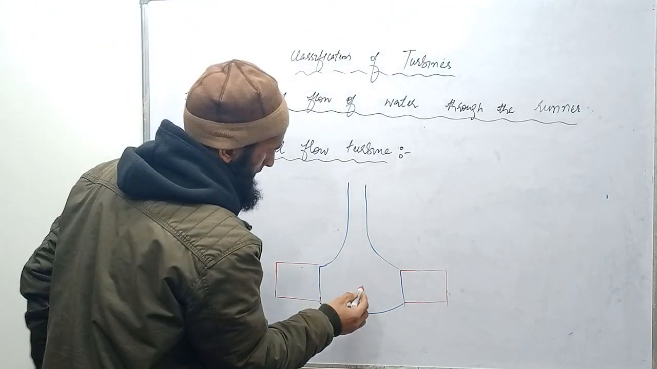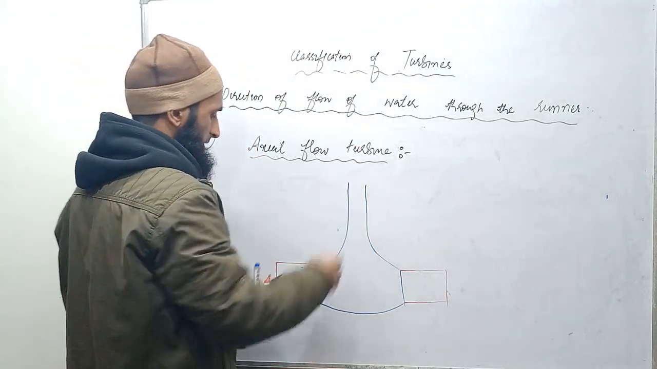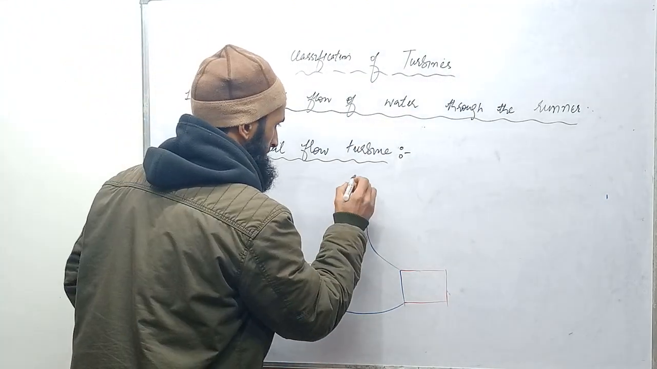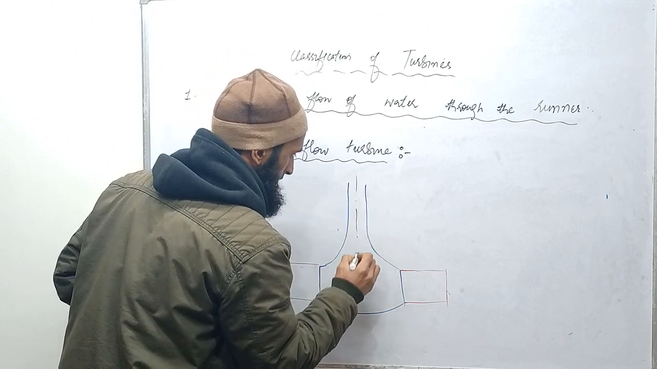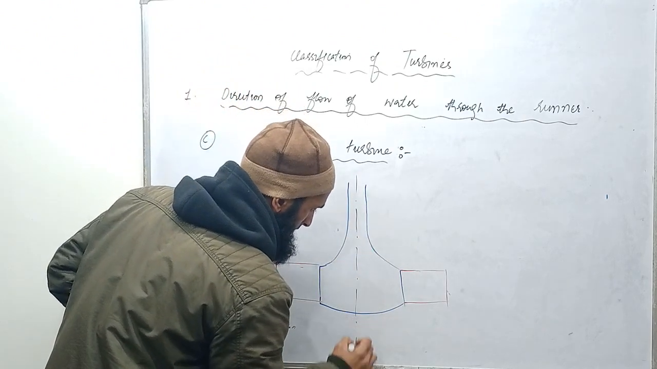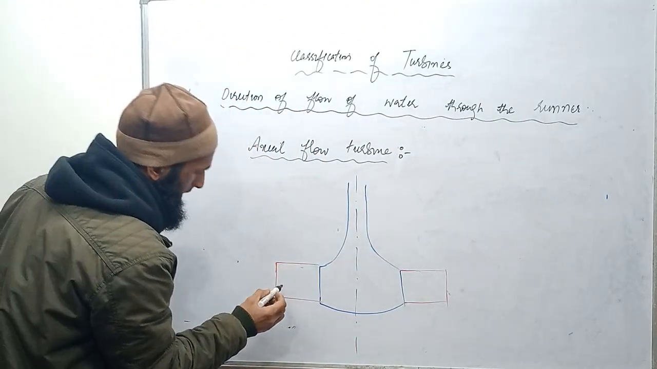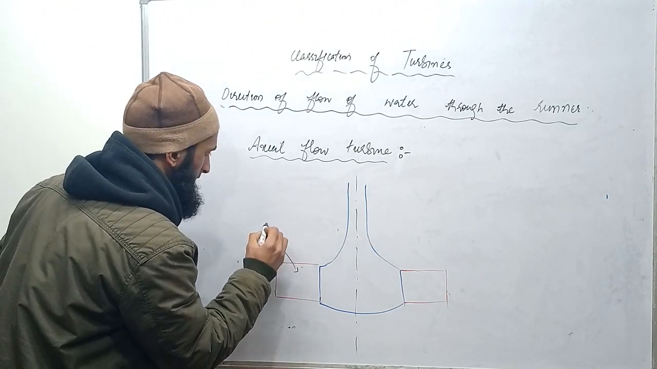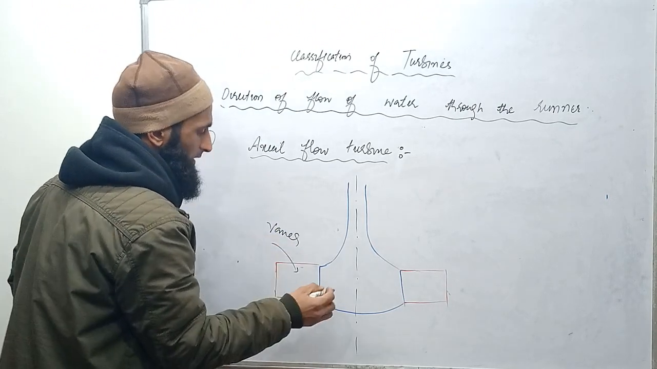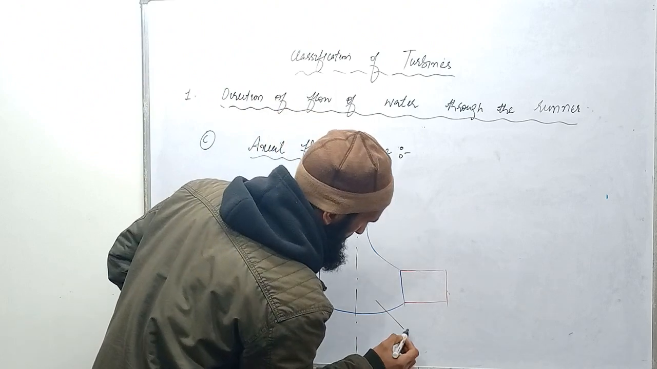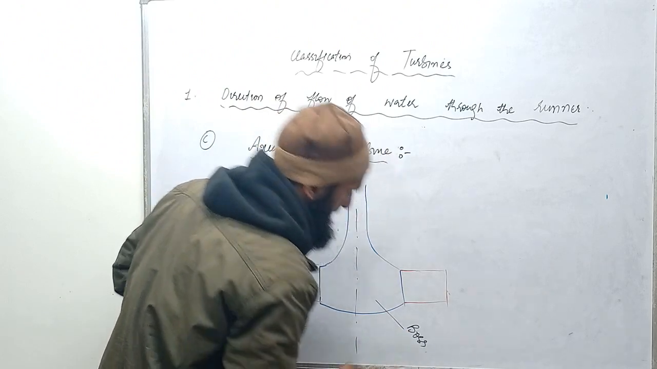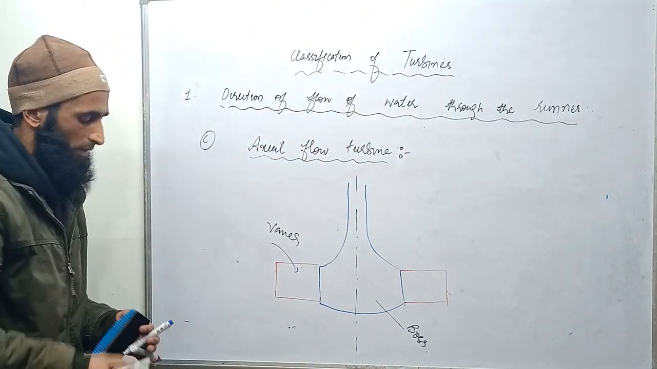Okay, this is known as the boss. This is the axis of the turbine. These are runner vanes, and this is known as the boss, and this is the axis of the turbine.